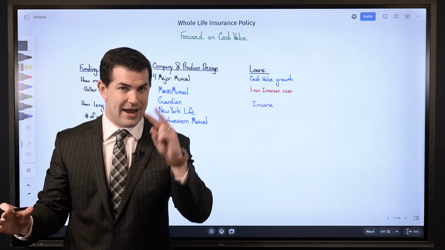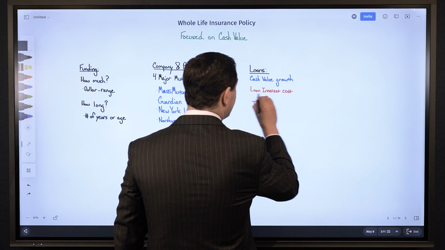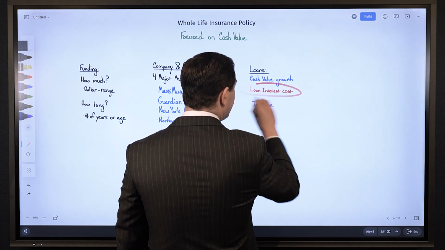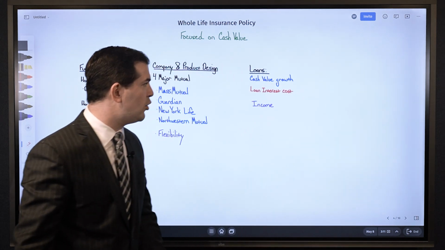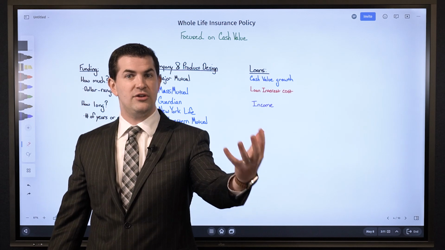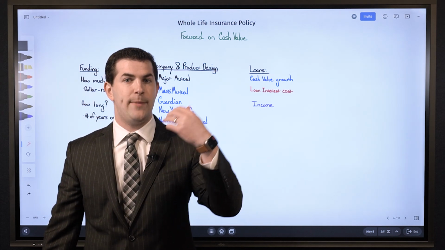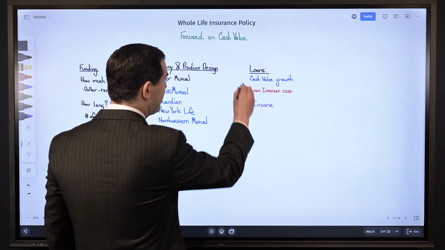Then when I can see that year over year, I want to see, if I take a loan, how much is it costing me in loan interest? Specifically, what is the insurance company giving me? And then what am I giving them? And I can look at that side by side.